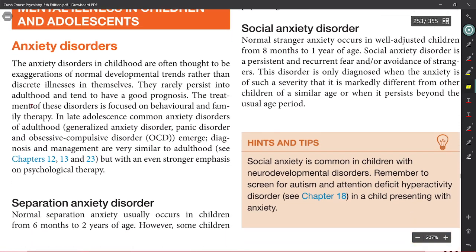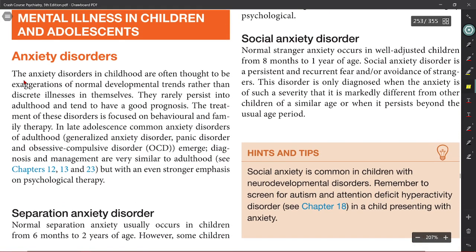Let's start with anxiety disorders. The anxiety disorders in childhood are often thought to be exaggerations of normal developmental trends rather than discrete illnesses in themselves. They rarely persist into adulthood and tend to have a good prognosis. The treatment of these disorders is focused on behavioral and family therapy. In late adolescence, common anxiety disorders of adulthood, like generalized anxiety disorder, panic disorder, and obsessive-compulsive disorder, emerge. Diagnosis and management are very similar to adulthood, but with an even stronger emphasis on psychological therapy.